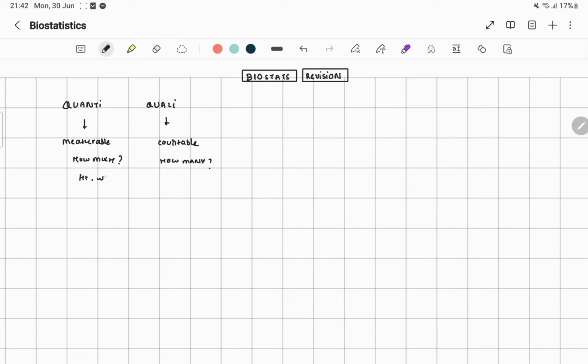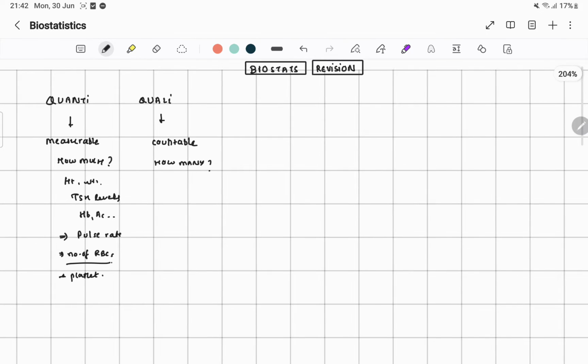Height, weight, TSH levels, HbA1c levels, like this. Pulse rate is also measurable data, right? Number of RBC, like this. Platelet.